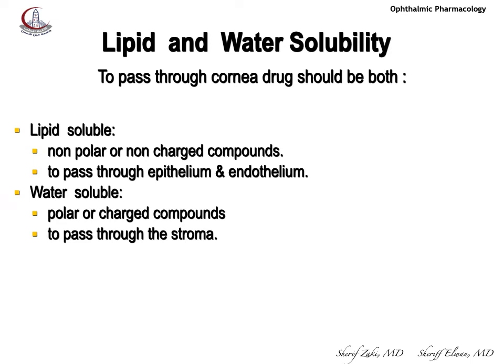For a drug to pass through the cornea, it should be both lipid and water soluble. Lipid soluble drugs are nonpolar or non-charged compounds, and in this way they can pass through the epithelium and endothelium. For water solubility, the drug is polar and charged, and hence it can pass through the stroma.